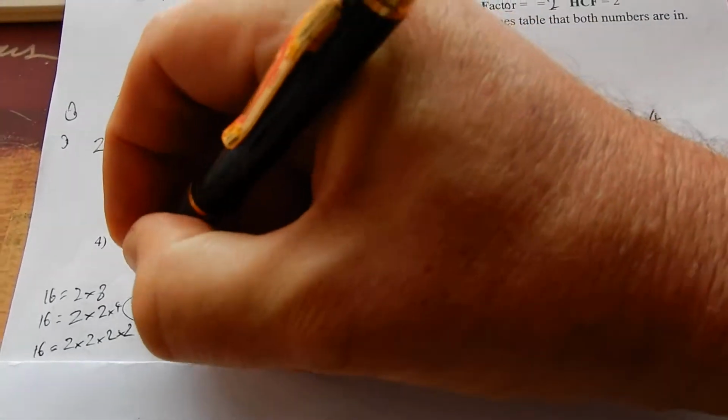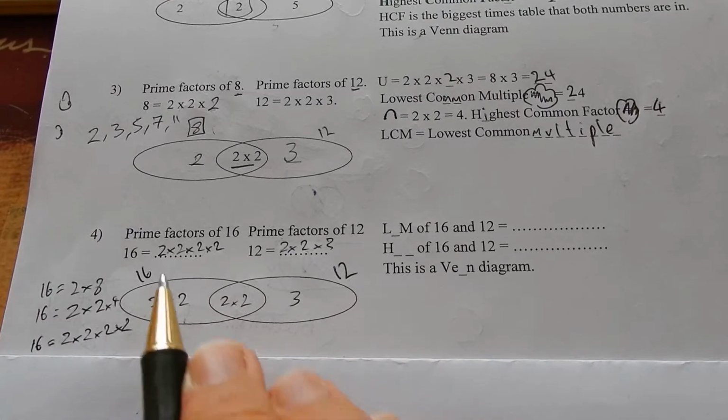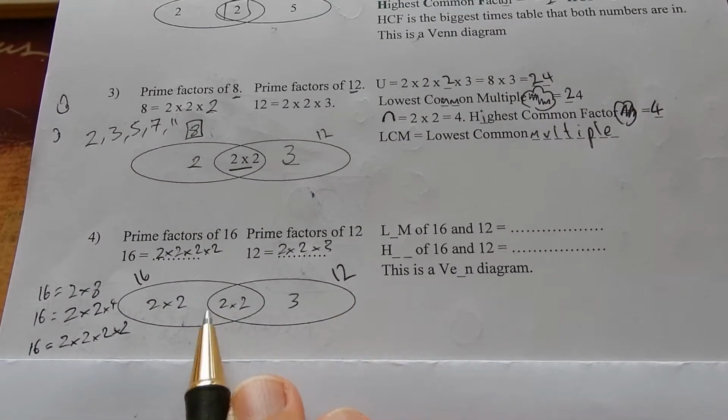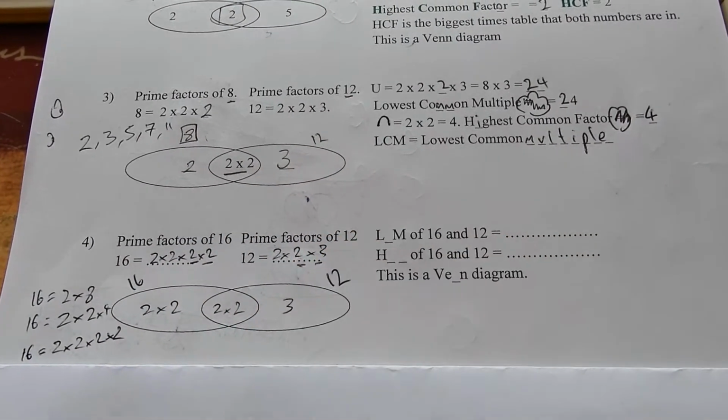Everyone's got that? That's the 12, that's the 16. They're the prime numbers. Those multiply together to give 16. Those multiply to give 12. This is what they've both got. The thing they've got in common is 2 2s timesing together.